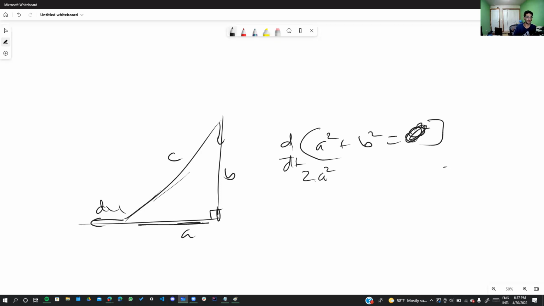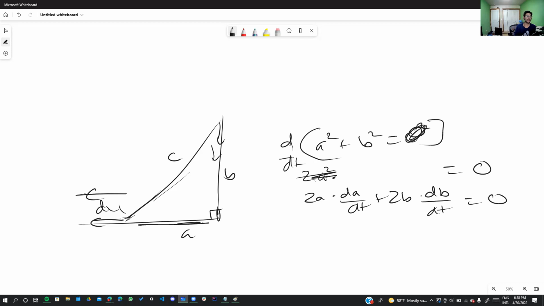So c, the derivative of that would be 0. But a and b are not constant, because let's say the ladder is falling this way, downwards, right? So a and b are not constant. So then there'll be 2a da/dt plus 2b db/dt equals 0. And then you plug in whatever you know and you solve. So sometimes you have to be very clever with how you create these situations. But that's that. Let us move on.